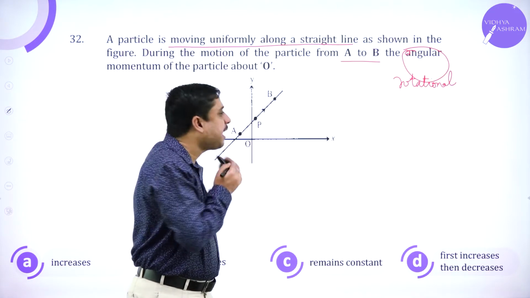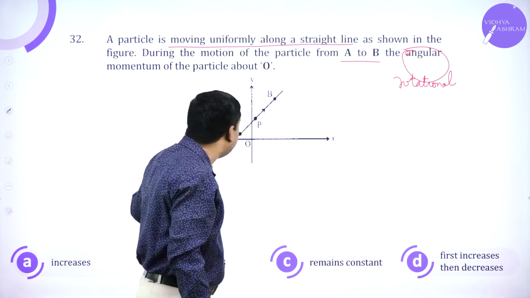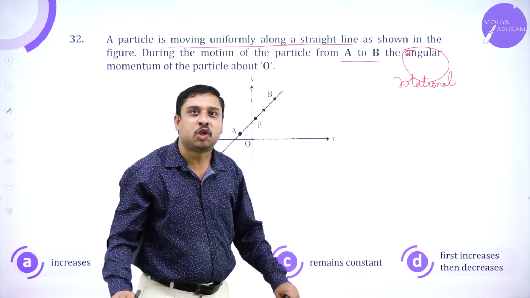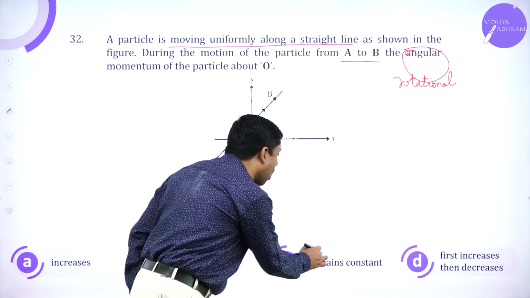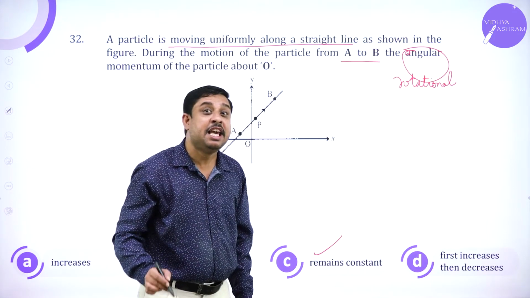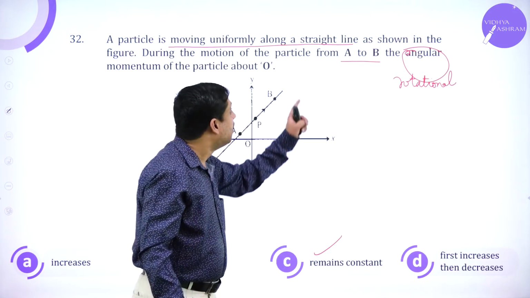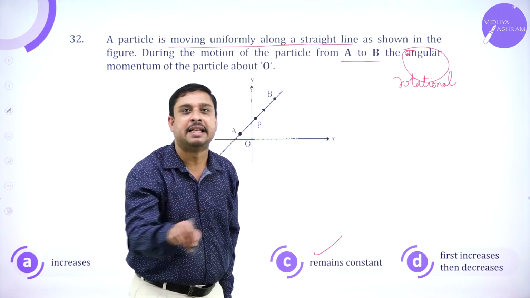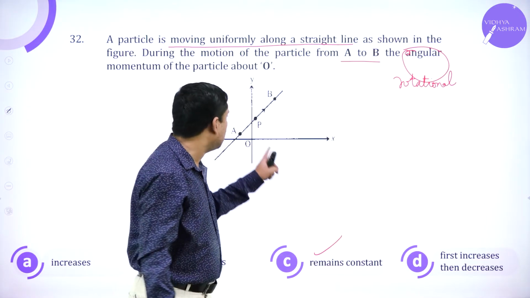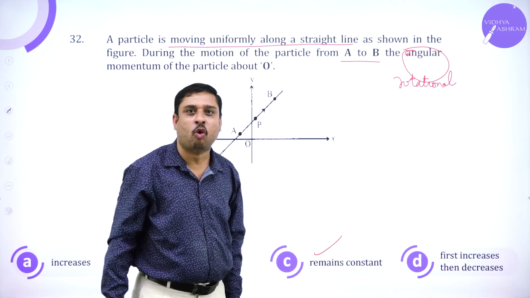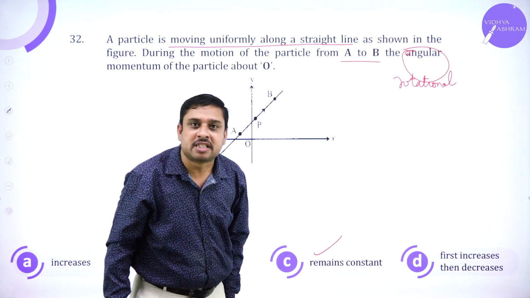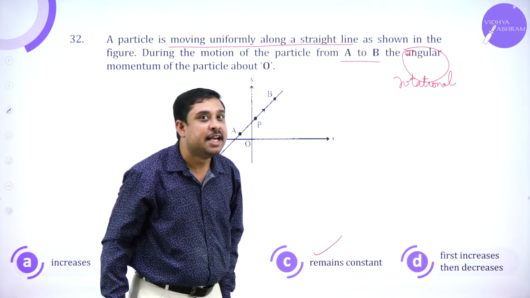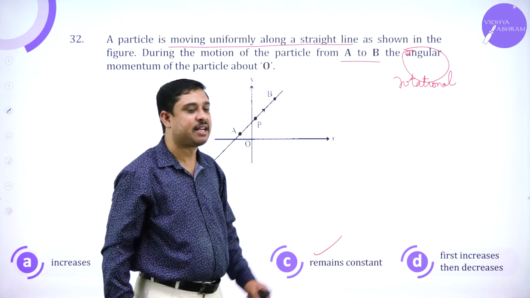It is very clearly stated that the particle is moving in a straight line, so angular momentum does not change. If he has asked what will be the change in angular momentum, then it has to be 0. So about this point O, the angular momentum remains the same because the particle is moving in a straight line.